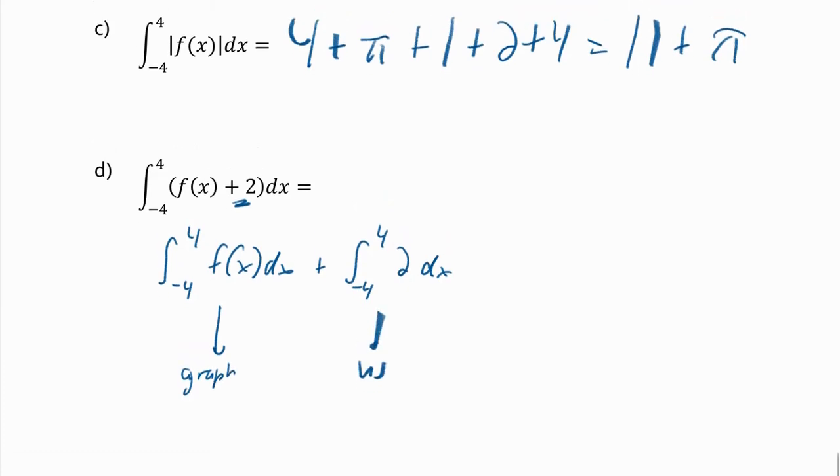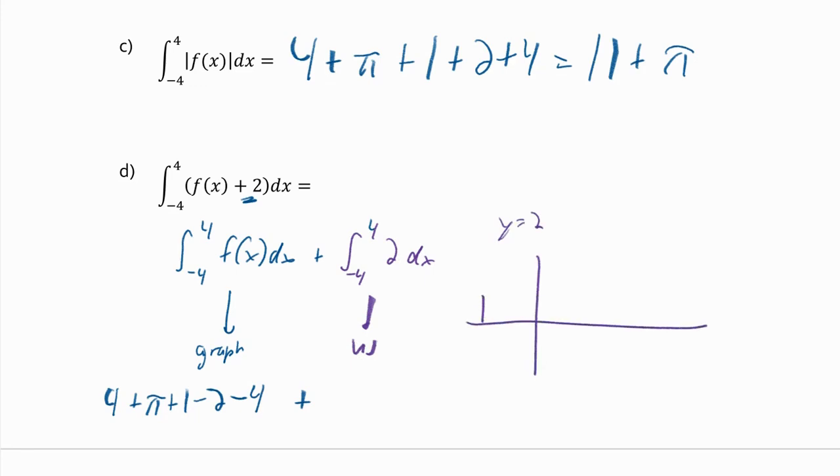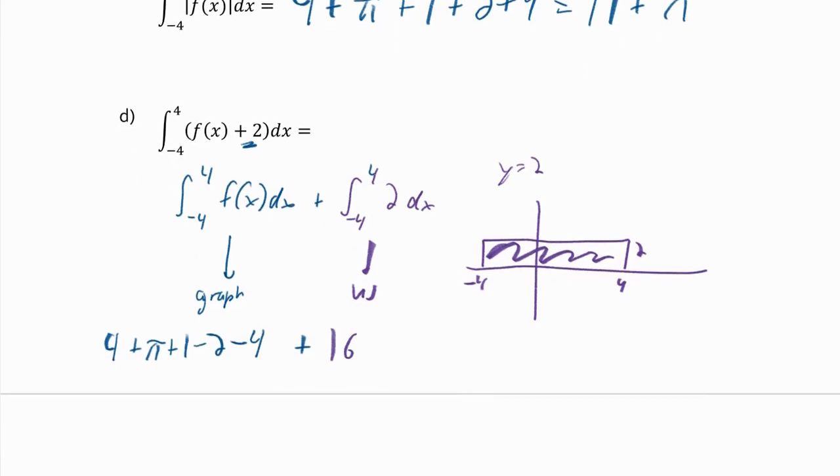So the graph from -4 to 4, we actually did that, but we didn't do it completely. We have to consider negative areas. So that's going to be 4 plus pi plus 1, but then -2 minus 4. And I'm going to add this next piece here. And this next piece, for right now, we're going to have to graph that. So graphing y equals 2, it's going to be a rectangle from -4 to 4 with a height of 2. That area is 8 times 2. That should be 16. So my final for this should be 4 plus 1 is 5, minus 2 is 3, minus 4 is -1, plus 16 is 15. I should get 15 plus pi.